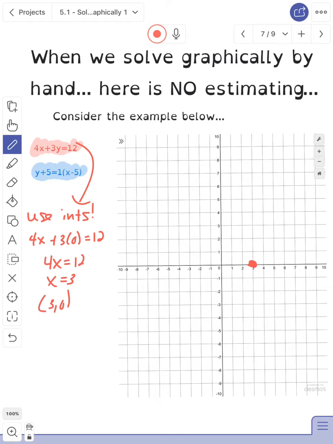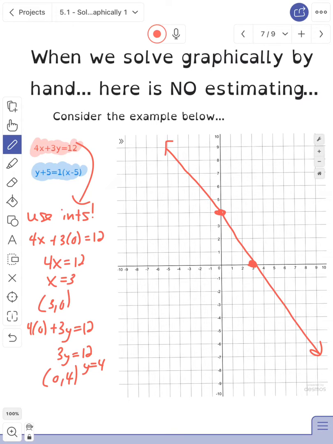Now we need the y-intercept for that line. So that's when x is equal to 0. So I'm going to see that the y-intercept was the value of 4. So in other words, the point 0, 4. So that point is right there. And let's go ahead and connect that line.